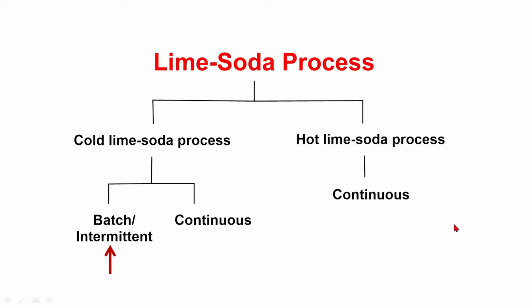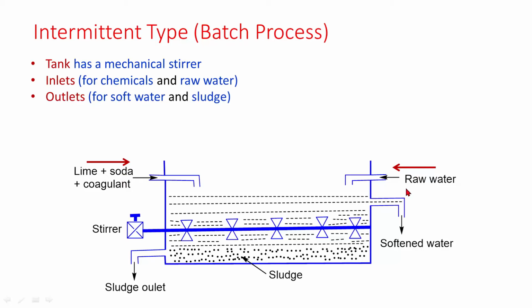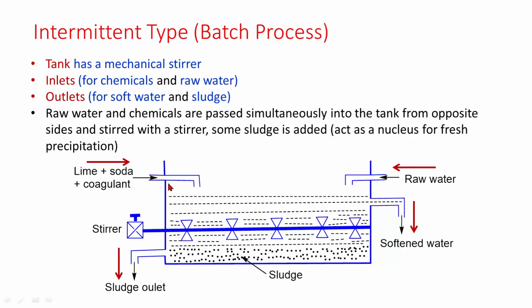We will discuss batch or intermittent cold lime soda process. In batch process, tank has a mechanical stirrer. Inlets are for chemicals and raw water. This is for chemical and this is for raw water. Outlets are for soft water and the sludge. Raw water and the chemicals are passed simultaneously into the tank from opposite side and are stirred with a stirrer. Some sludge is also added that acts as a nucleus for fresh precipitation.